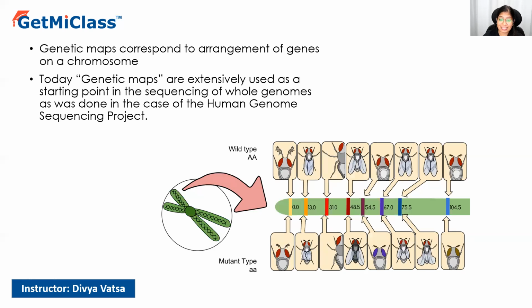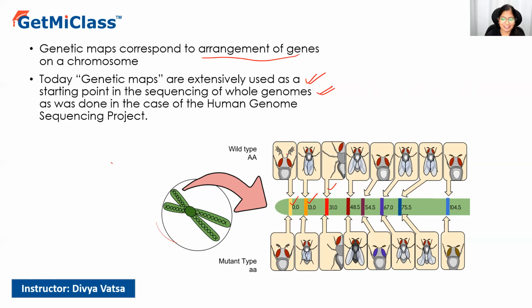Genetic maps. Genetic maps are constructed so that we can see the arrangement of genes. We should know where all the genes are. They are extensively used as a starting point in the sequencing of whole genomes, as was done in the human genome sequencing process. What we need to know is this: this is the chromosome, and we should know everything about it. At this location there is a gene responsible for eye color. At this particular location there is a gene responsible for the wings. At this location there is another gene responsible for the legs.